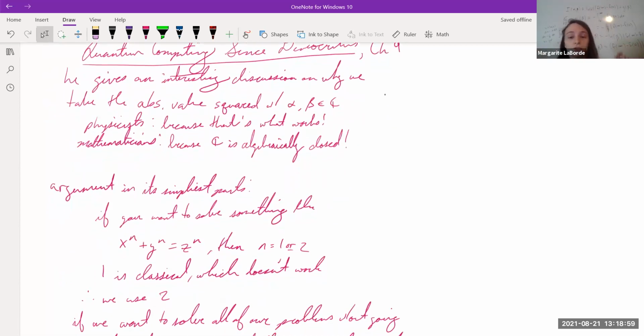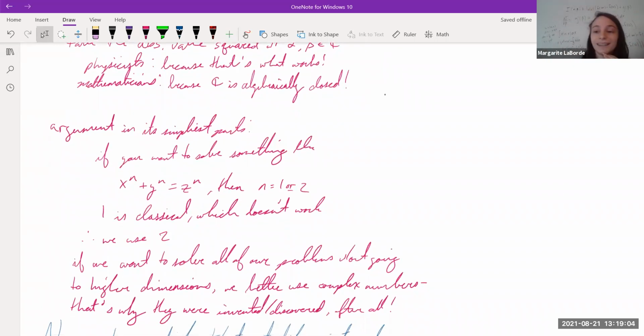The simplest part of the argument, though, if you've never seen why we're doing this beyond just experiment saying this is how nature works, is essentially that occasionally you're going to get something where you want to solve a problem that looks like x to the n plus y to the n is equal to z to the n. And if you're trying to solve this problem, n had better equal 1 or 2. If it's 1, that's classical probability, and we know that classical probability doesn't work for quantum computing, for quantum mechanics in general. So we better pick 2. So we have to be squaring things.